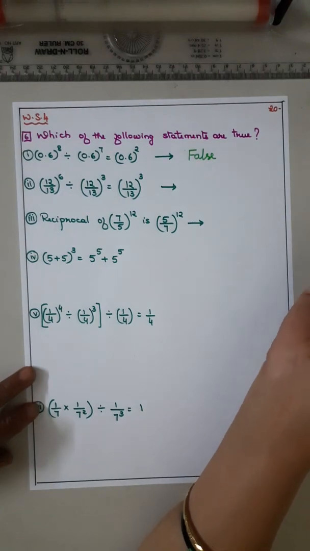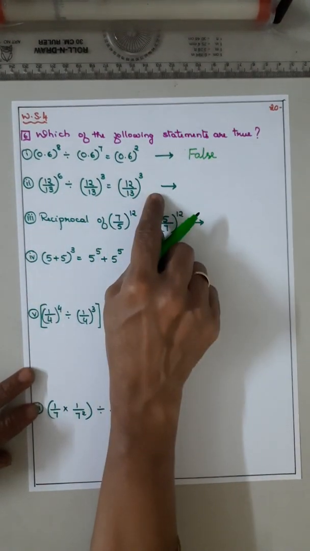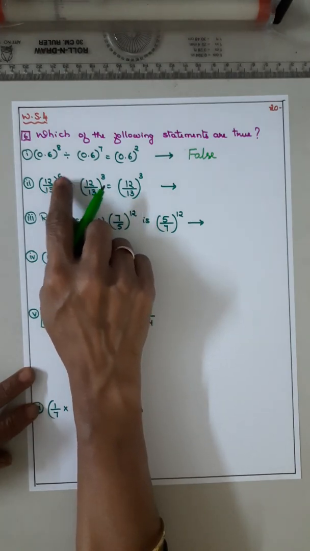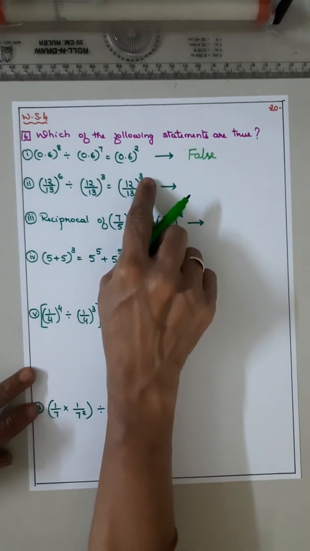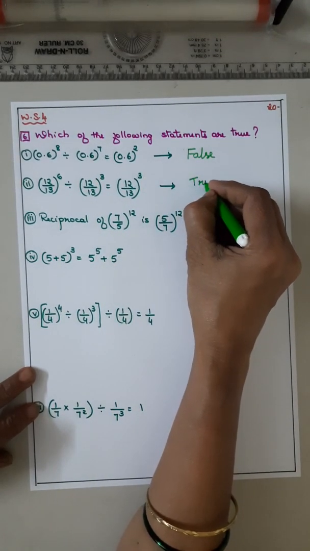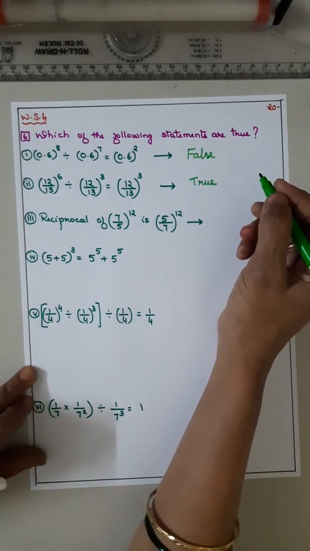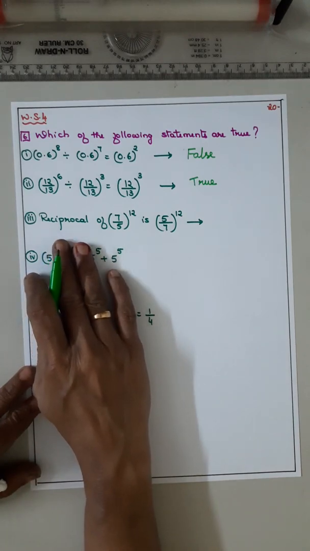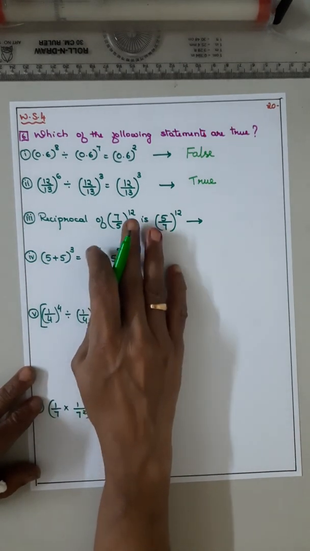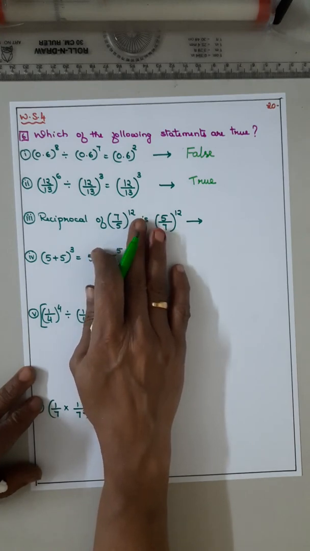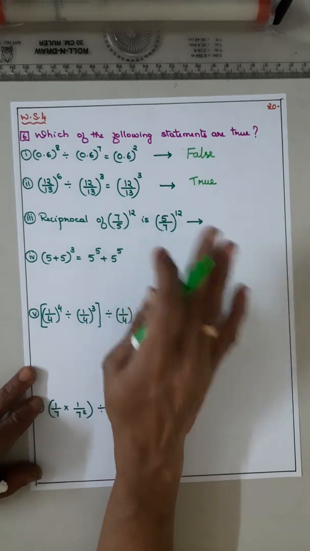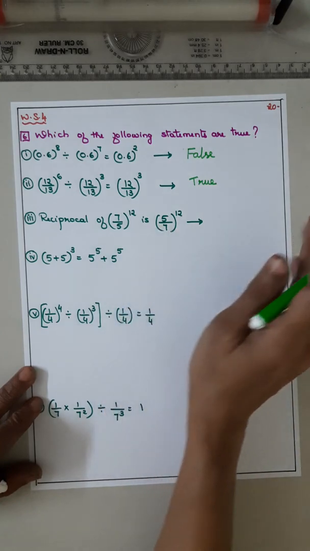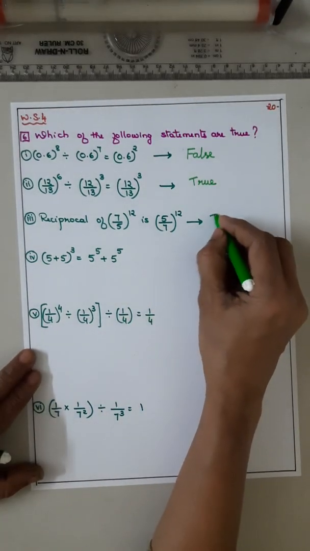false. Now here bases are same, in between division, so we have to subtract the powers. 6 minus 3 is 3. So it is true. Yes or no? Now coming to the third sum, reciprocal of 7 by 5 the whole raised to 12 is 5 by 7 the whole raised to 12. Interchange the numerator and denominator and the power as it is. So it is true.